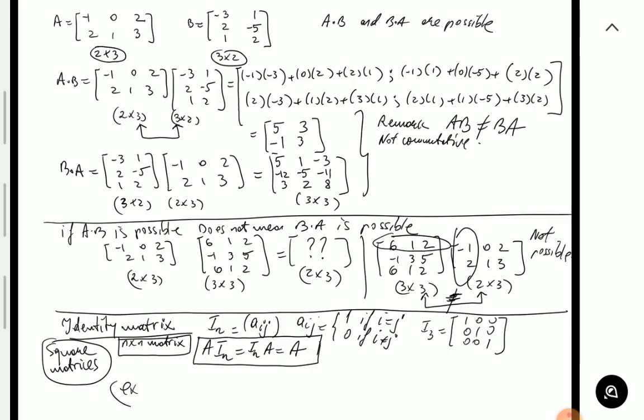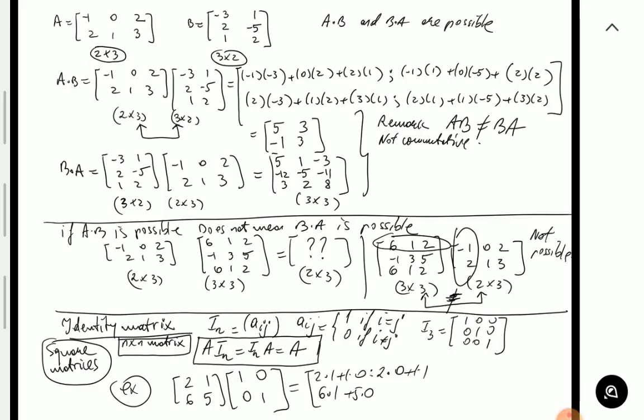So let's finish with an example to just convince ourselves that it does play the role of 1. Let's do an example with a 2 by 2 case. So let's say you have 2, 1, 6, 5, a 2 by 2 matrix, multiplied by the corresponding identity matrix with 2 rows and 2 columns, so 1, 0, and 0, 1. So obviously you have 2 times 1 plus 1 times 0, 2 times 0 plus 1 times 1, 6 times 1 plus 5 times 0, and then finally 6 times 0 plus 5 times 1. So it should be pretty obvious that you end up with the same matrix, 2, 1, 6, 5.